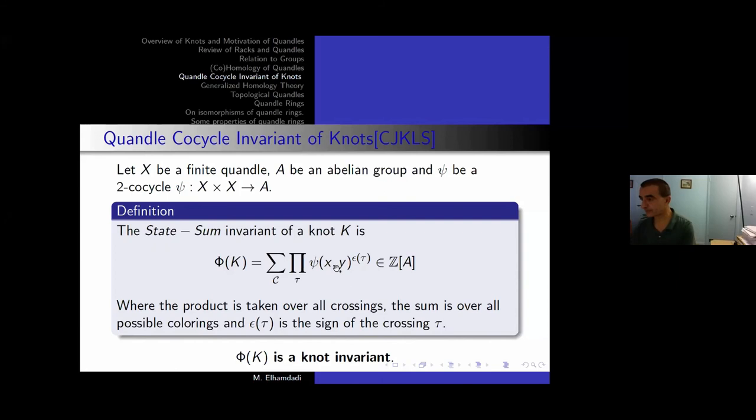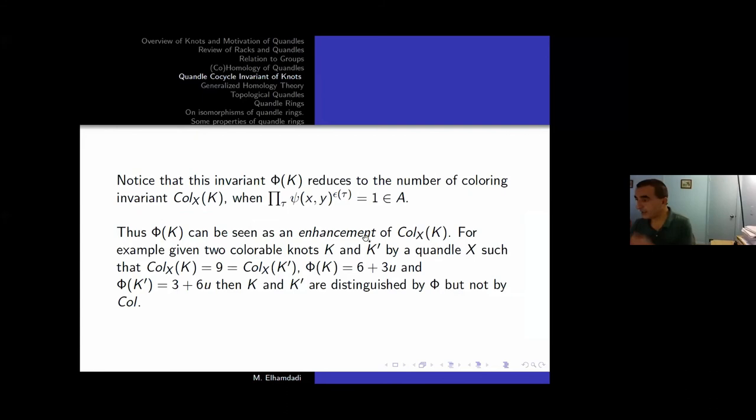Let me explain a little bit why it is an enhancement. It's an enhancement in the sense that, imagine I have two knots, K and K prime. I color them by some quandle X. Again, we are interested in non-trivial colorings. Any quandle can color trivially, that's boring, it's not interesting. And imagine I compute the number of colorings of K, I end up with 9. And the number of colorings of K prime, I end up with 9. Now, with only the number of colorings, I cannot tell them apart.